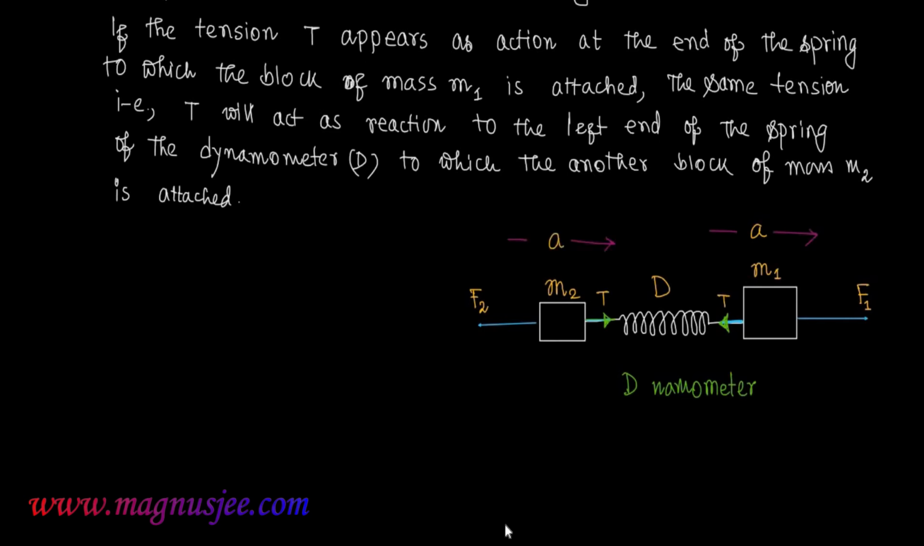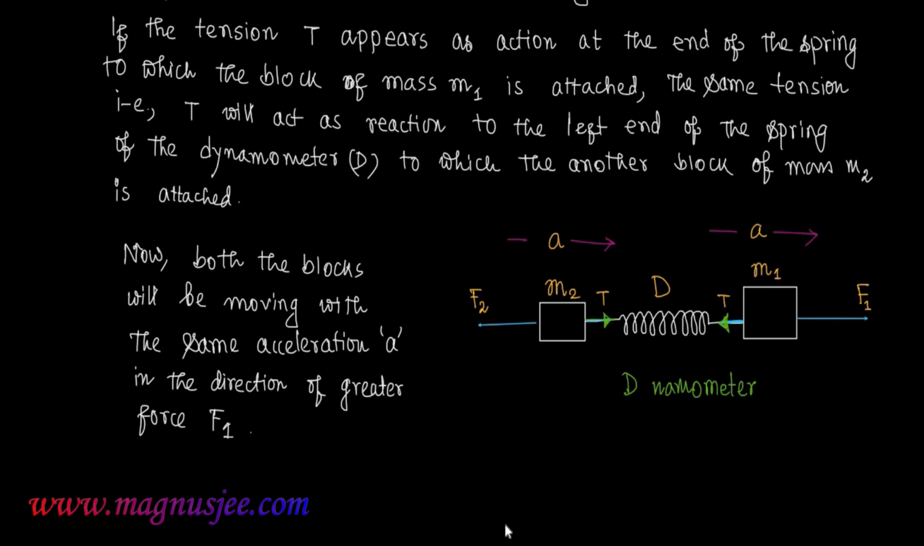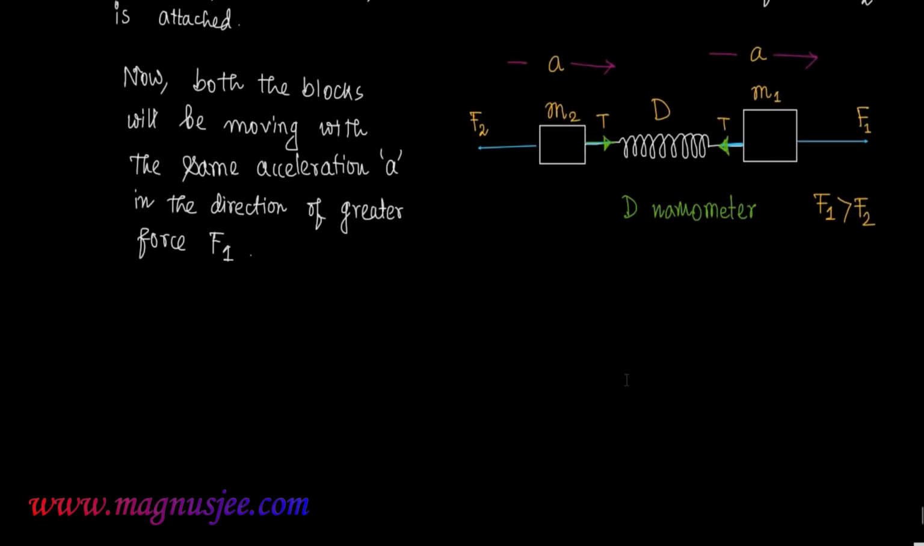Here A is the common acceleration of the two bodies of masses M1 and M2 towards right under the action of the two forces F1 and F2. Both the blocks will be moving with the common acceleration A in the direction of the greater force F1. Here F1 is greater than F2.